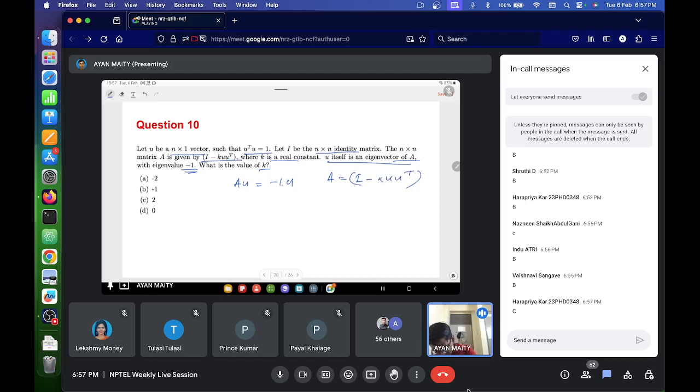So now we can substitute the value of A, which is I minus k U U transpose, into U equals minus U. Now we just have to rearrange these terms again. U minus k U U transpose U equals minus U. So this U transpose U is 1, which is given in the first line of this question. So U minus k U into 1 equals minus U. So from here we can write k U equals 2 U. So k equals 2. So option C is the correct answer.